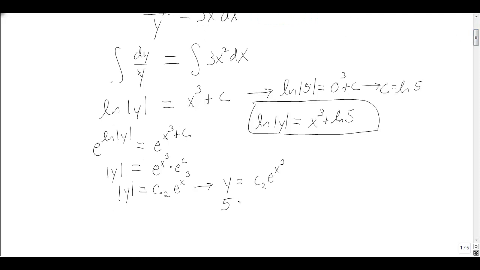Okay. So now once we get here, we can plug in the x is 0, the y is 5. So we get 5 equals c2 e to the 0 cubed, which is 0. E to the 0 is 1. So that tells us 5 equals c2.